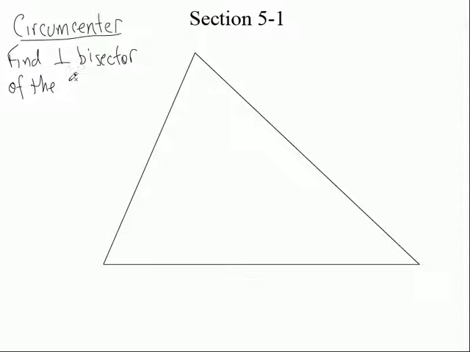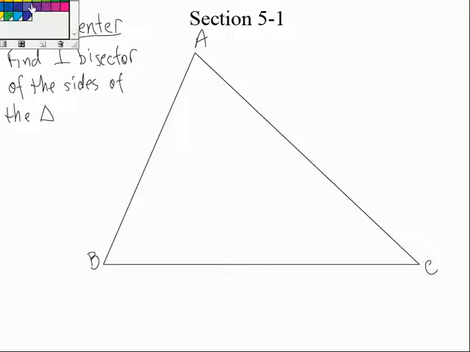of the sides of the triangle. Okay? We'll call this A, B, C. So what we're going to do is we're going to find the perpendicular bisector of all three sides. So let's use red on this one. So first thing we need to do is we need to find the midpoint.